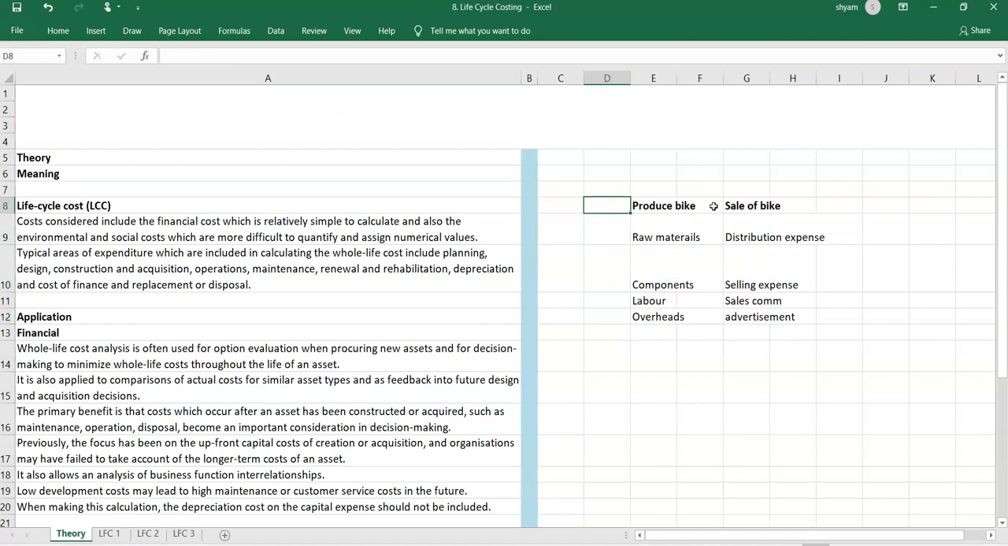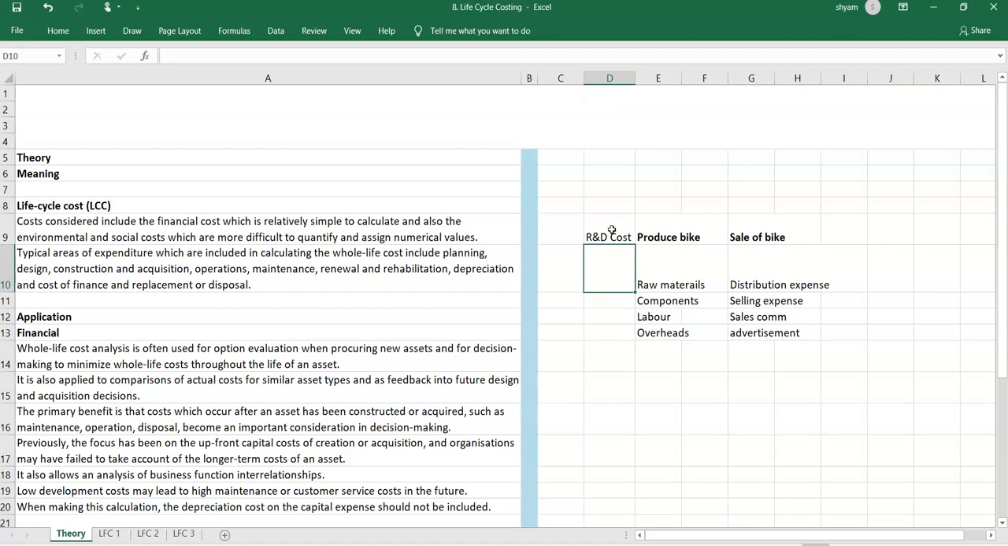There are some costs which are incurred even before the production of the bike. So for example, what about the R&D cost? What about the research and development cost? So this cost is incurred even before the production of a bike.